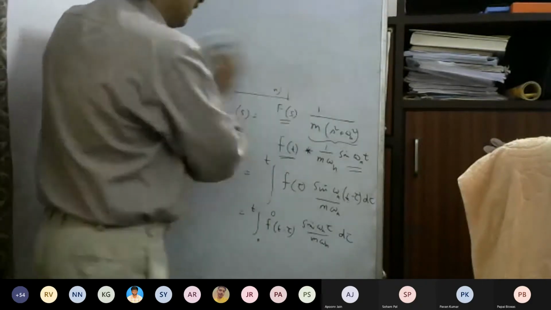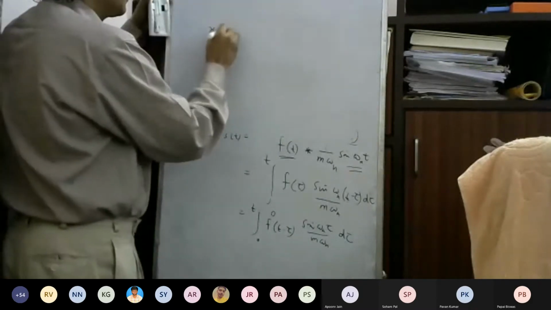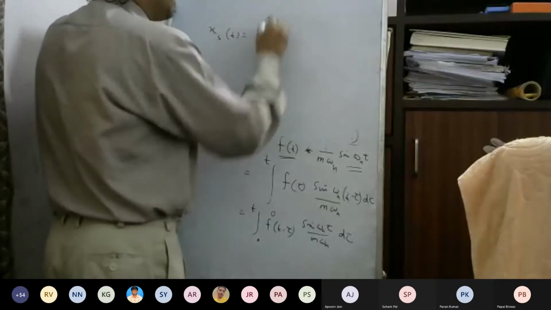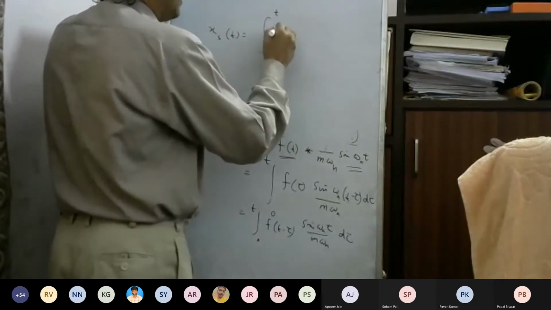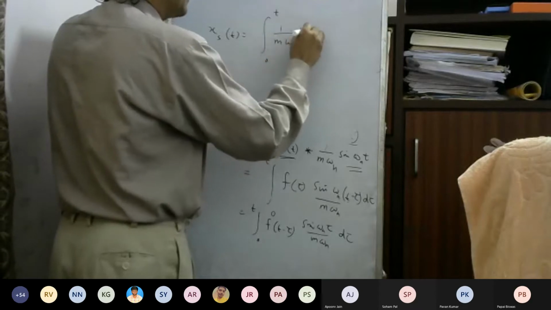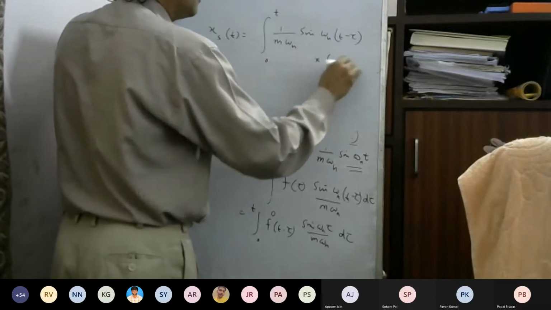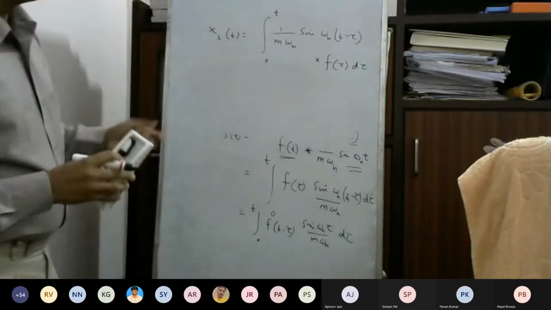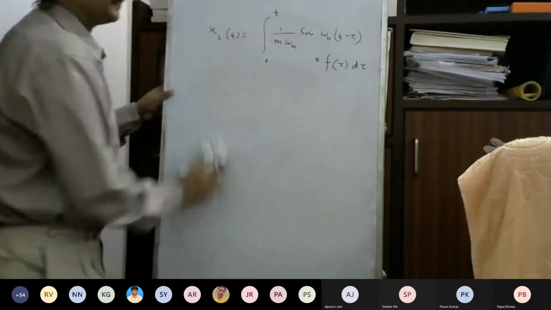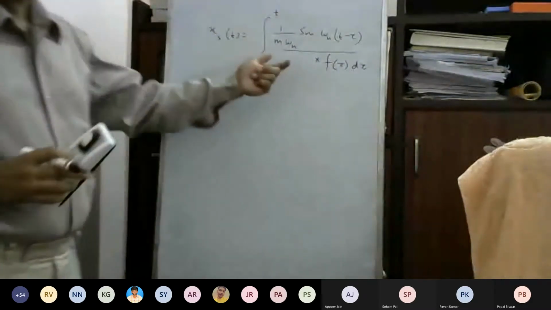Let me see what is the implication of this part. I have the force function, 0 to t, 1 by m omega n sine omega n t minus tau into f tau d tau. So this is the response only due to the force with zero initial condition. Now let us see whether we can have a simple interpretation of this function.